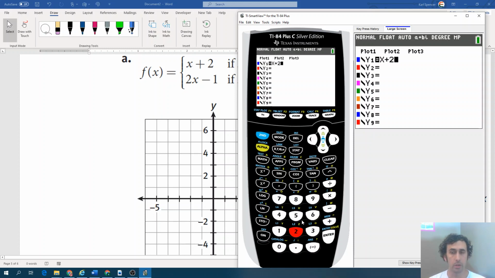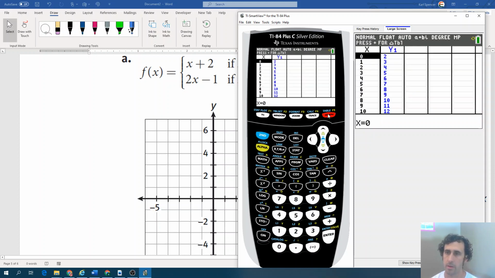Now, I really don't care so much about what the graph looks like. I really want the table of values. To get the table of values, it is right above the graph button. I am going to hit second and then graph. And when I do that, I get my values. When x is 0, y is, or x is 1, y is. I get all these, and I can use the up and down arrow to see everything that I want.